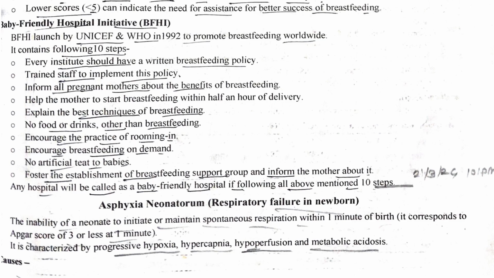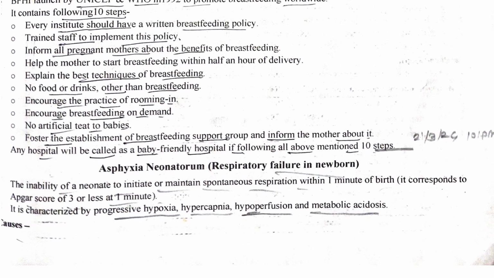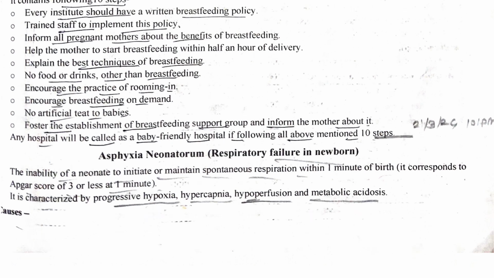No food or drinks other than breast milk. Encourage the practice of rooming in. Encourage breastfeeding on demand. No artificial teat to babies. Foster the establishment of breastfeeding support groups and inform the mother about it. Any hospital will be called a baby-friendly hospital if it follows all the above mentioned 10 steps.